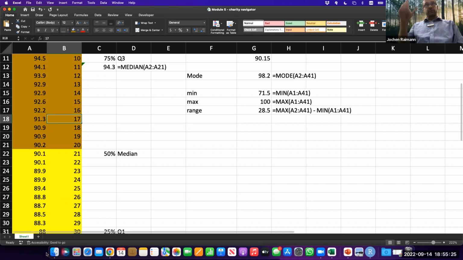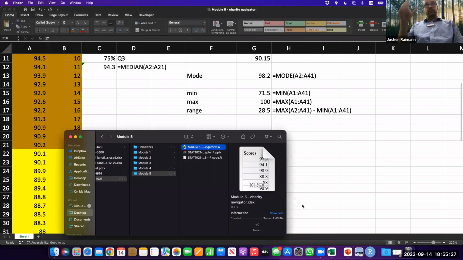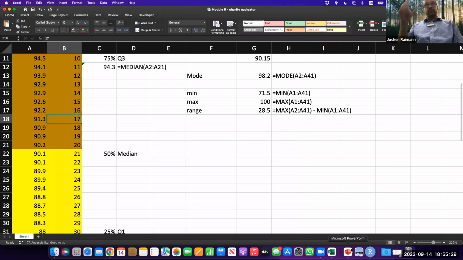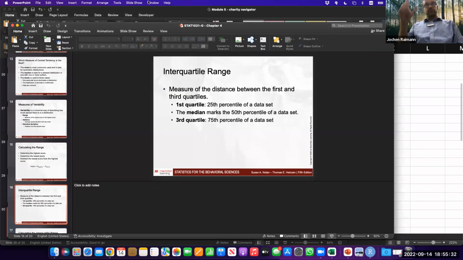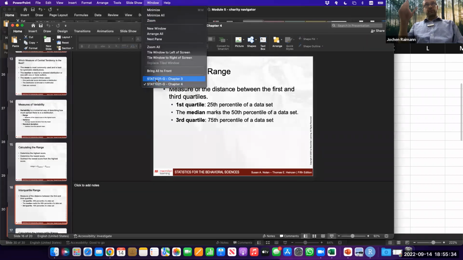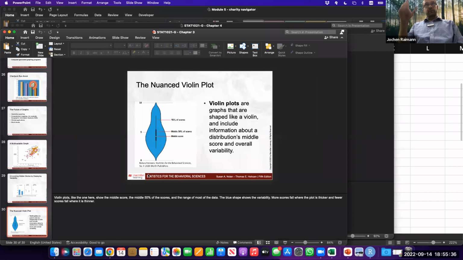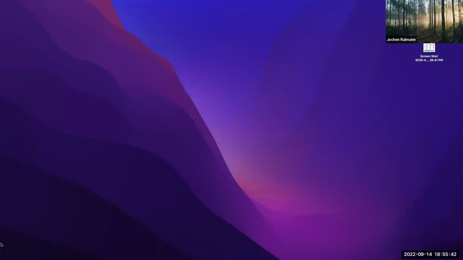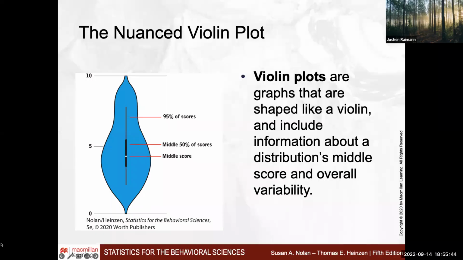If you remember, from last time we talked about the violin plot. You remember the violin plot? So the violin plot contains in here a so-called box whisker plot.